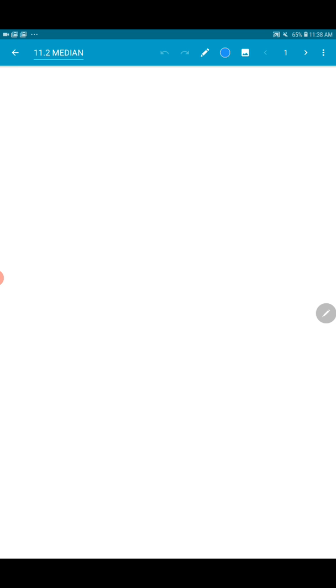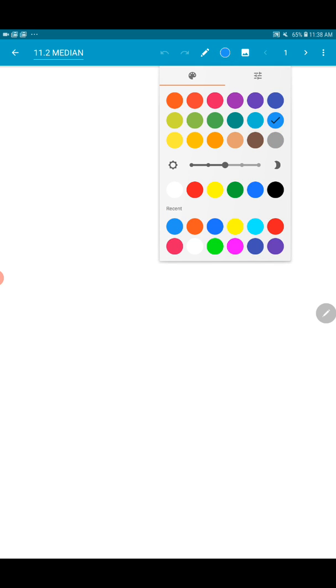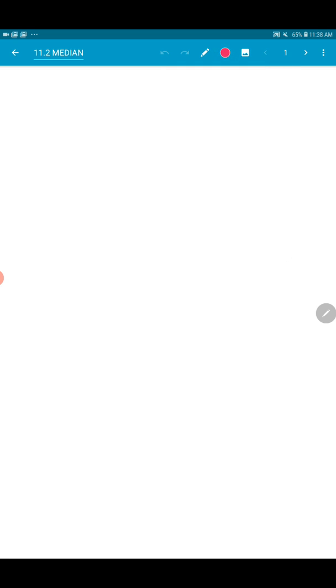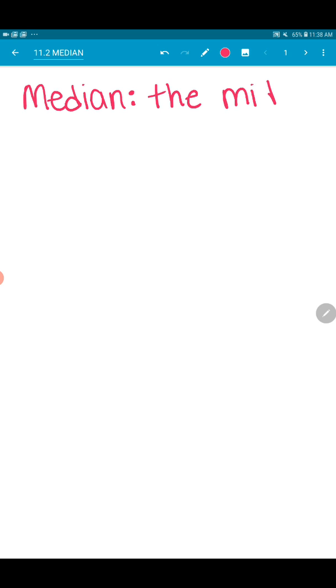If you need a little bit more time, just go ahead and pause it. If not, I'm going to go ahead. A lot of you already know what median is. So go ahead, tell me, what is the median of a data set? So I'm going to write, so median is actually, it is the middle number.